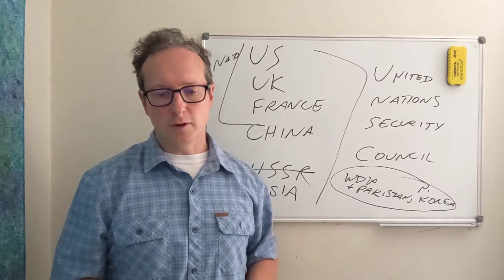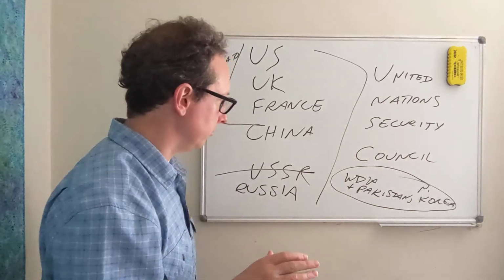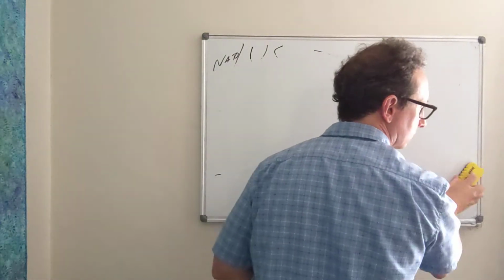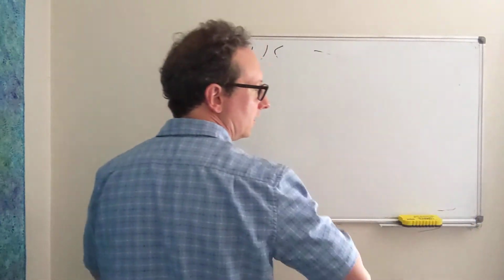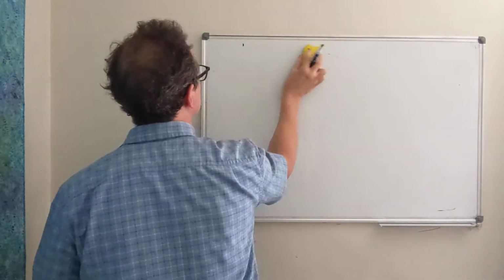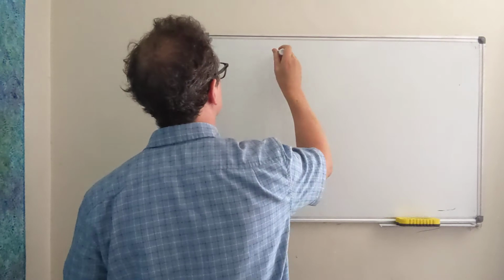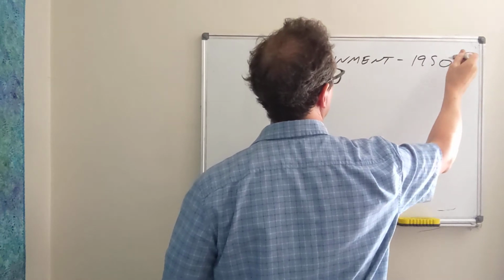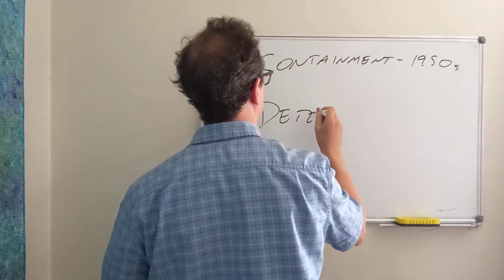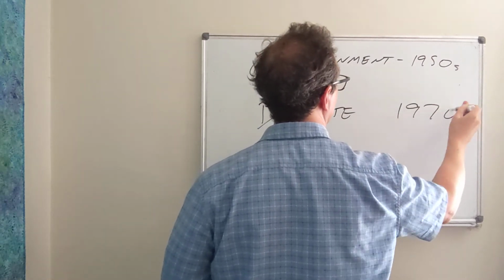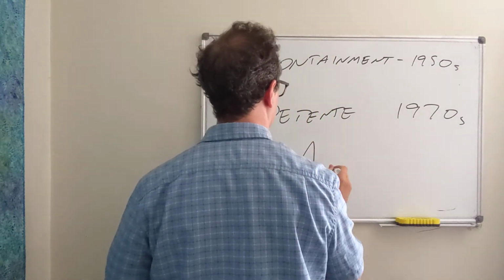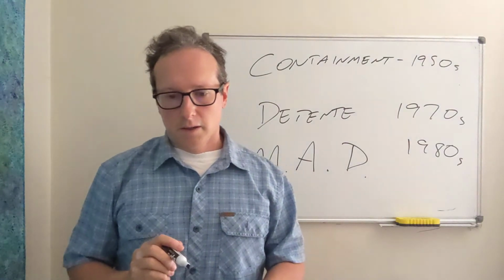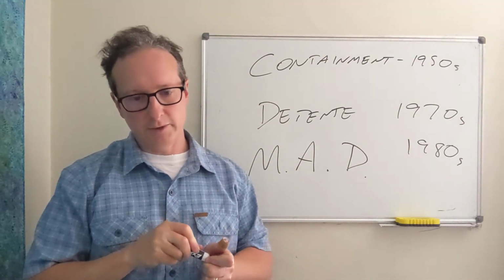So these three areas of the Cold War defined, there were three eras of the Cold War. And let me write down what they were. Let's see. So the three eras of the Cold War really define the way the U.S.